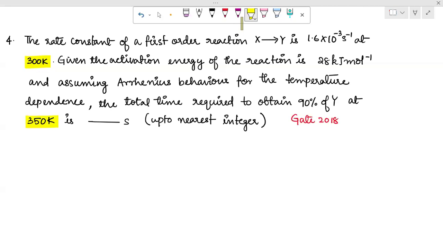This is where I made the mistake. See, they have given the rate constant at 300 and they are asking the 90% product formation at some different temperature. Okay, so don't make a mistake over here. What I did is, this is rate constant K at some temperature. They have asked T. I directly used the first order kinetics equation and I got some answer and I found that it is wrong. Okay, so be careful. Why? Because they have asked the time required to obtain some amount of Y at a different temperature. So you need Arrhenius equation here. Okay, so yeah, let's try.